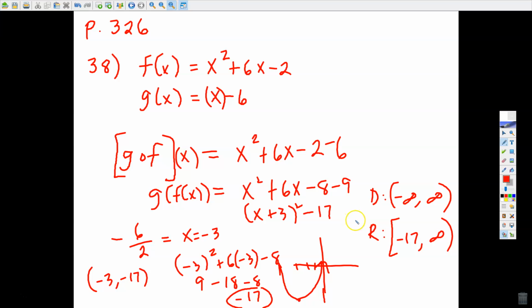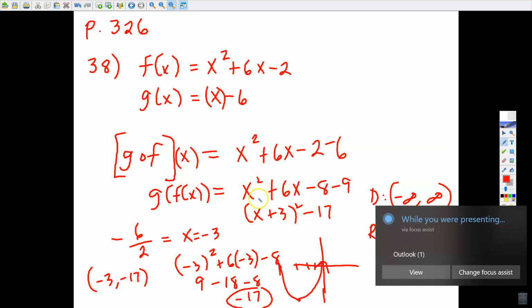All right, so that is your full solution for number 38. Number 40 is third degree, so it's going to be a little different. But I just wanted to give you an idea of how these work when you're supposed to find the domain and the range for a quadratic function. If you have any questions, let me know.